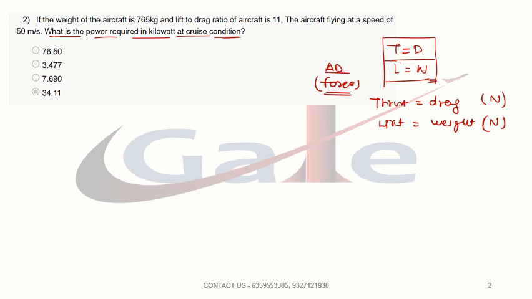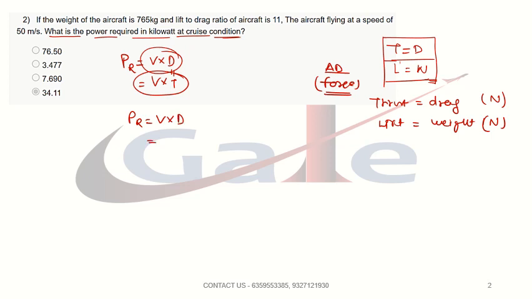Now they are asking the power required, right? Power required is nothing but velocity into drag, or for the steady state level condition or cruise condition, we know that drag is equal to thrust. So we can write it this way or that way, both are correct. So power required is nothing but velocity times drag, I'm taking drag for as of now.